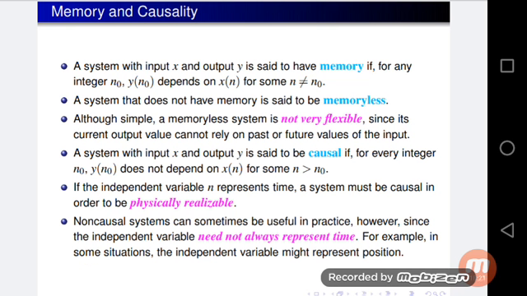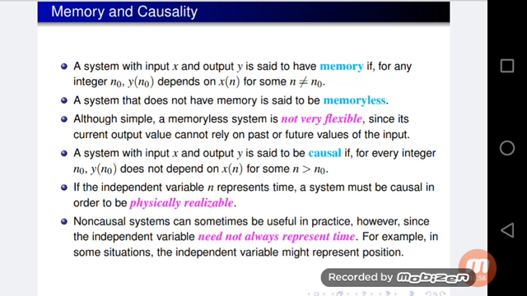Why? Because internally they are not using memory devices. That's why these types of devices are known as memoryless devices. Although simple, a memoryless system is not very flexible, since its current output value cannot rely on past or future values of input.